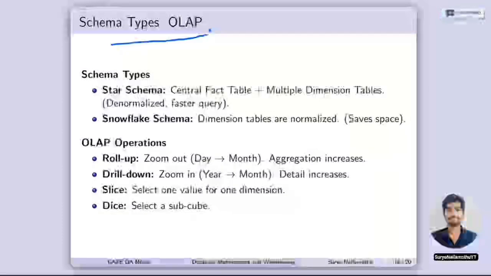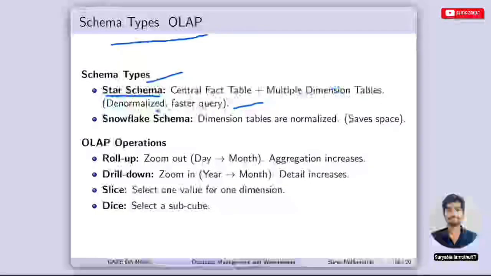Before entering into OLAP, let us explain the schema types. We have two types of schema. One is the star schema. In the star schema, a central fact table plus multiple dimension tables is a denormalized design for faster queries. The star schema is the combination of a central fact table plus multiple dimension tables.